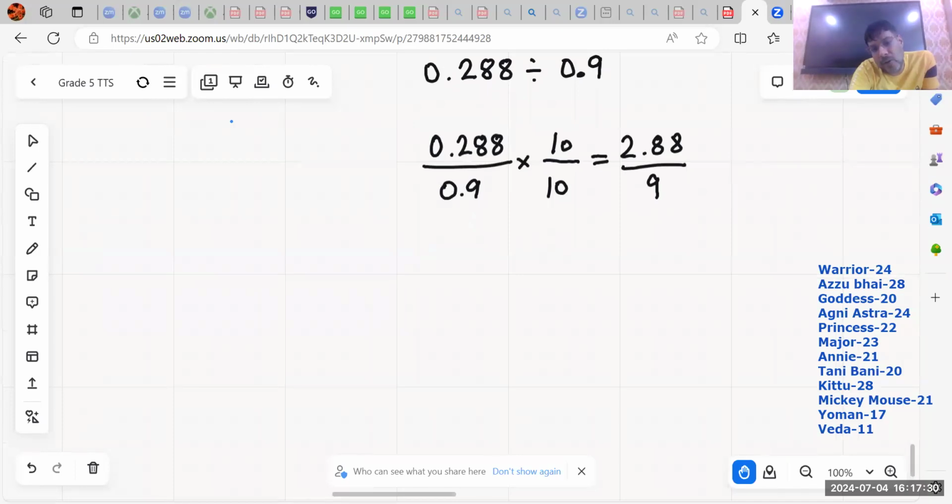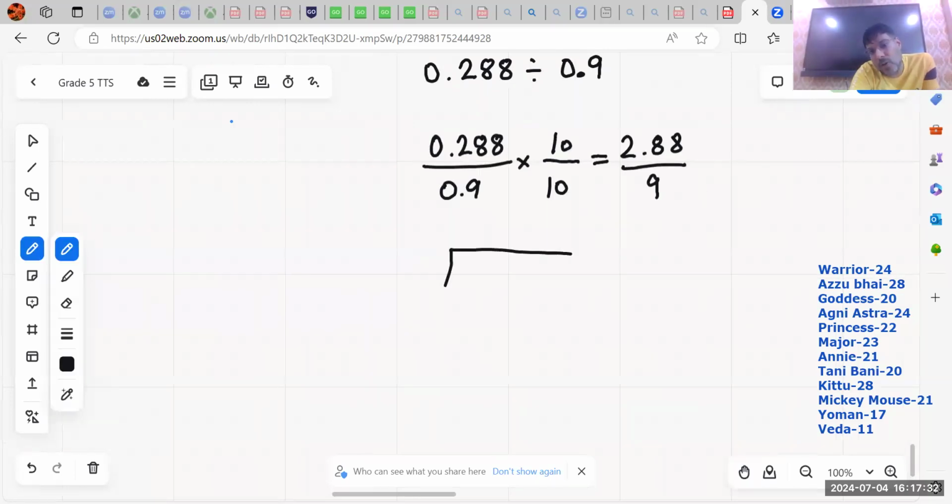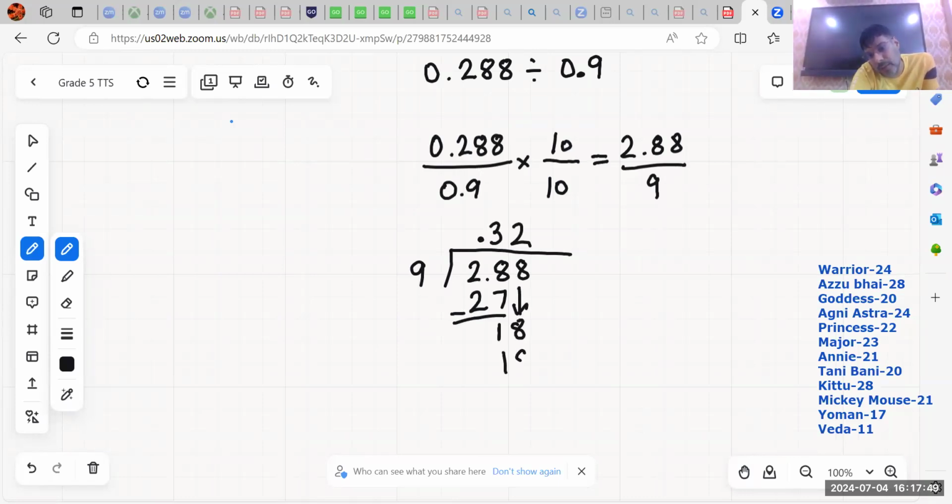Now I can divide normally because I got a whole number in the denominator. So here it's 9. So I will put a decimal number at the top. 28 I can divide. 9 threes are 27. 1 will be my remainder. 8 will fall down. 9 twos are 18. Understood, guys?